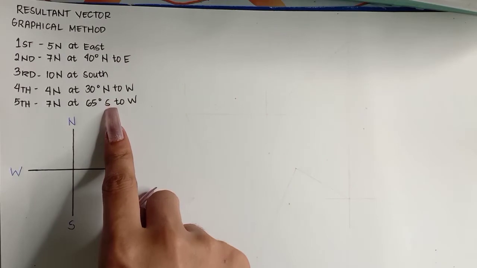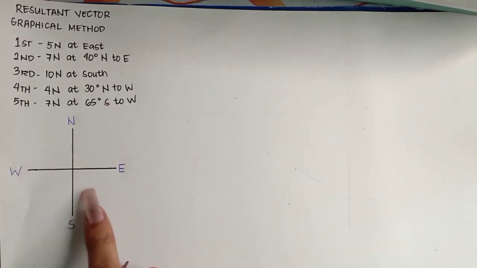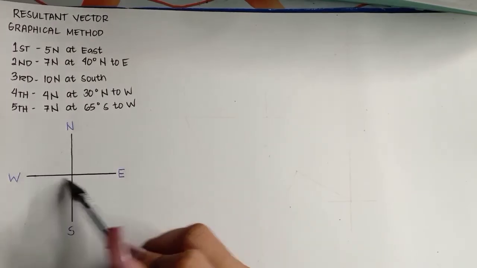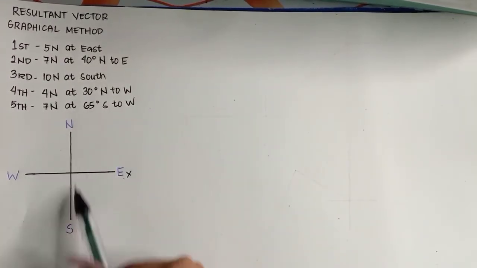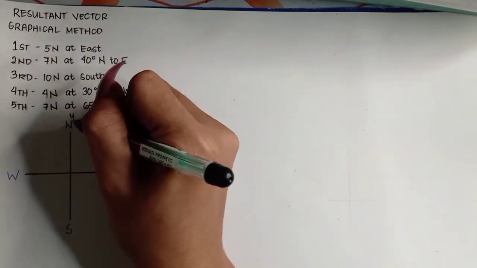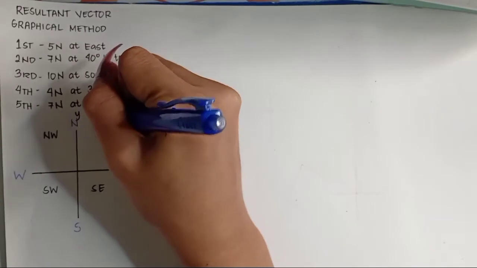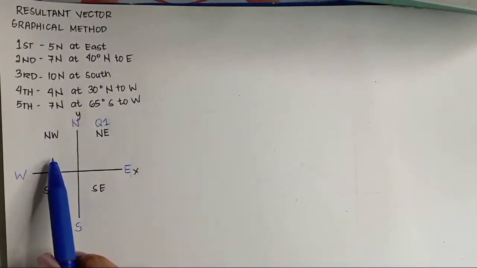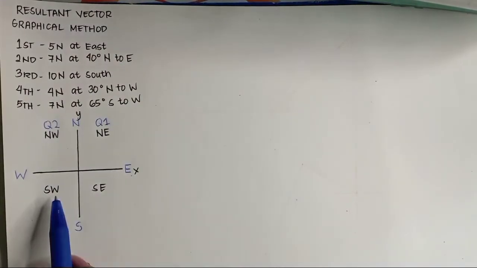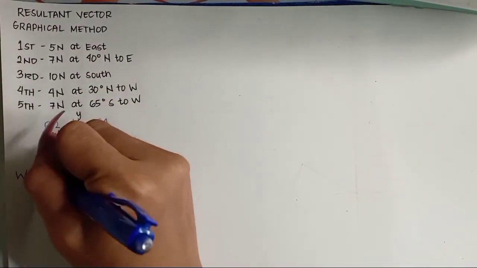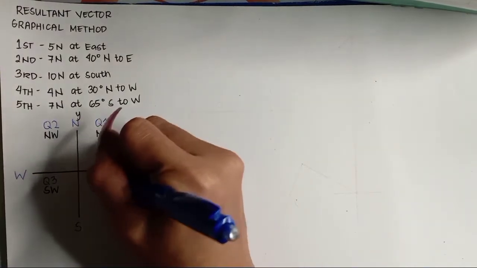These are the given vectors. Here you will see the direction. This is going to be our Cartesian plane. This is going to be our x-axis. And this is going to be our y-axis. North of east is going to be our quadrant 1. North of west is going to be our quadrant 2. South of west is going to be our quadrant 3. And the south of east is going to be our quadrant 4.